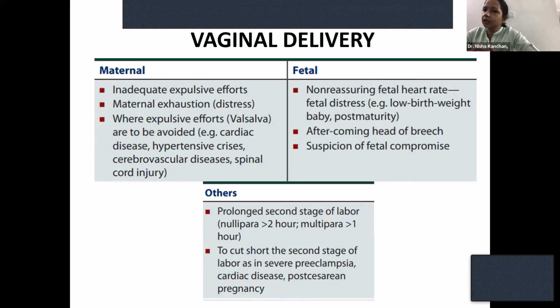For the aftercoming head of the breech, I told you the use of the forceps. What is the forceps used for breech delivery? What is the name of the forceps? Piper's forceps is the best method to deliver the head of the breech compared to the other two techniques, which are Mauriceau-Smellie-Veit and Burns Marshall method. And suspicion of fetal compromise: when you feel there is meconium, or there is sudden cord prolapse, or there is abruptio placenta, you quickly go in, put your forceps, and deliver the baby. So this is suspected fetal jeopardy.